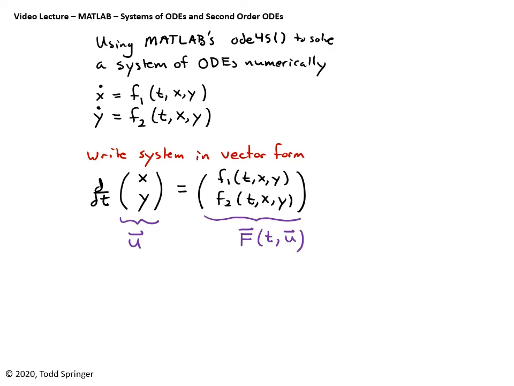So therefore, I can write this whole system of differential equations in this compact form. U dot is equal to some function F of t and u. So that looks like a first order ODE, but it's actually several ODEs written very compactly. But this is the way that MATLAB understands how to solve ODEs numerically.